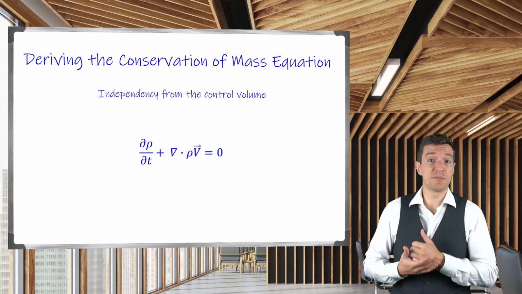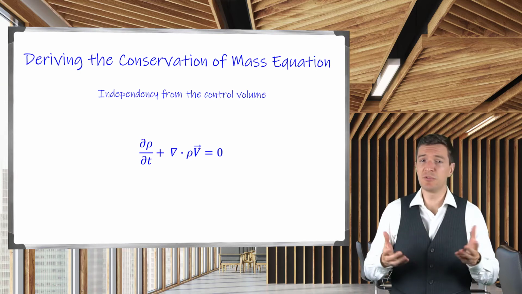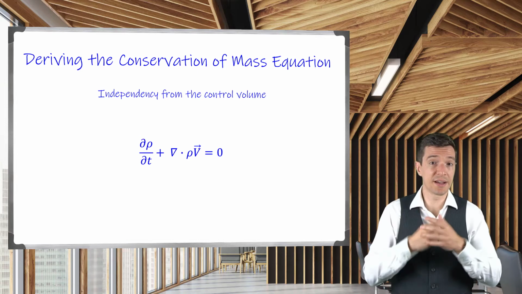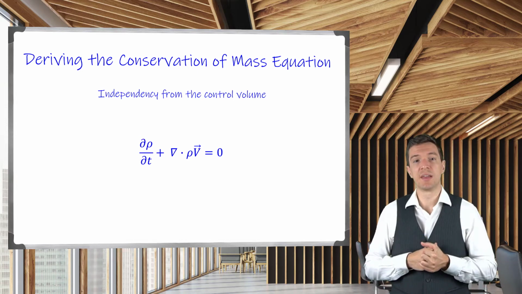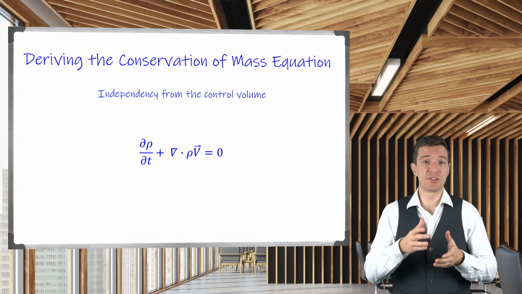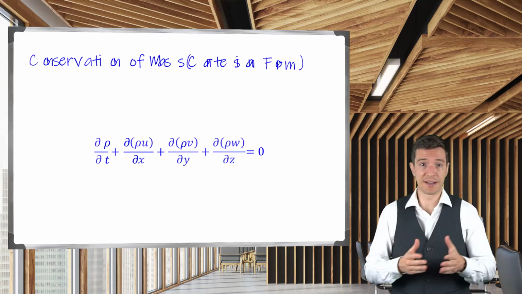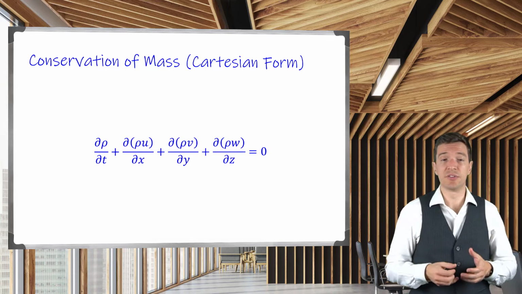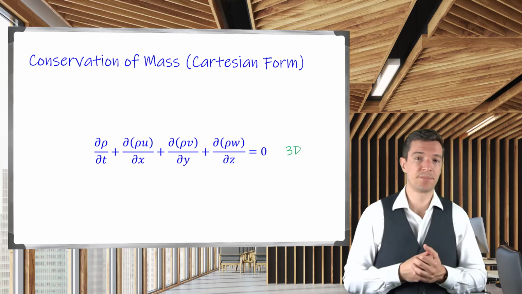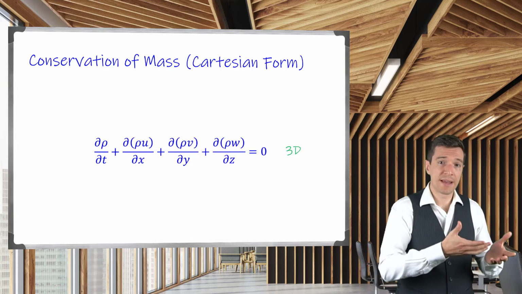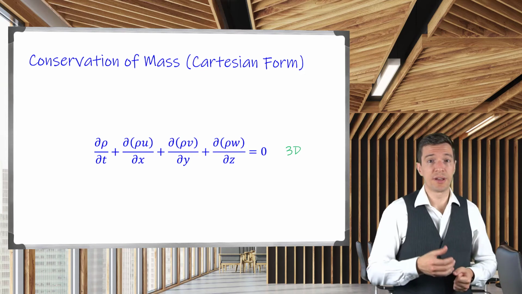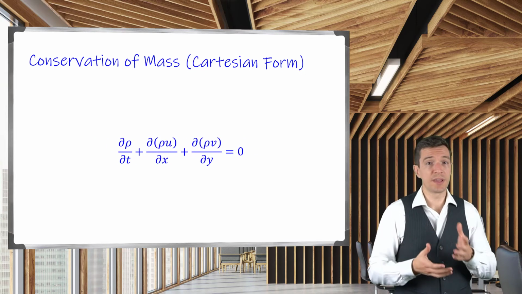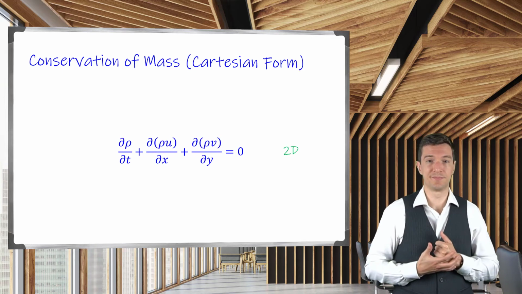The conservation of mass can be expressed in multiple forms. Here we are going to see the Cartesian form. If we substitute the divergence term into the Cartesian form, we get this expression for a three-dimensional field. Or we can simplify this into a 2D form, removing the component of the flow in the z direction.